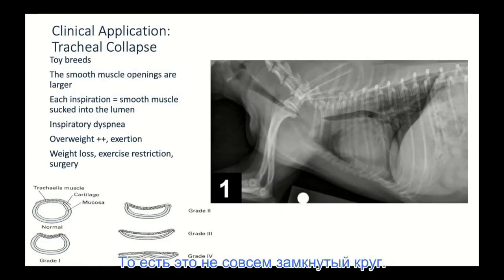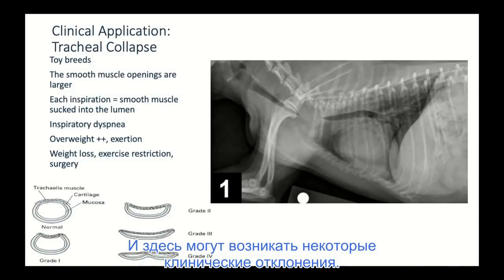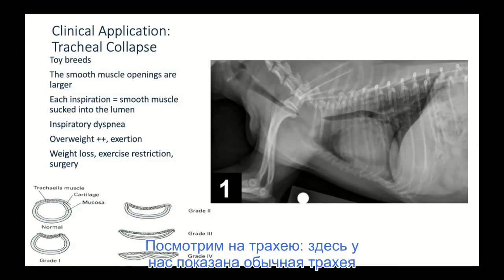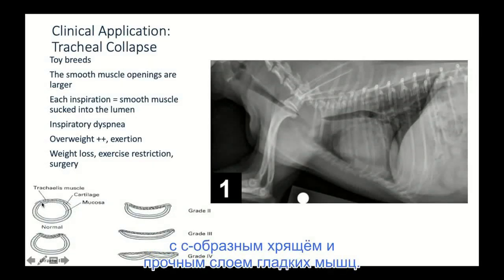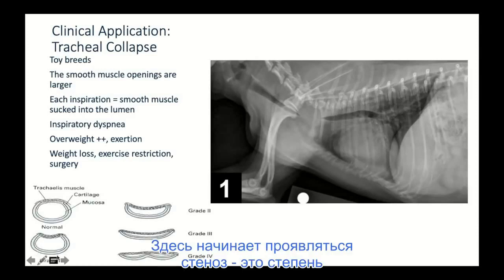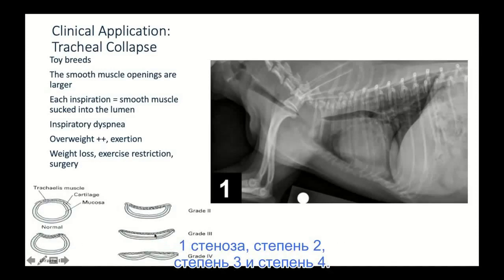So not quite a full circle. So with this, we can get some clinical abnormalities. Tracheal collapse is a clinical application. When we look at the trachea, down here we've got a normal trachea with C-shaped cartilage and then a pretty taut smooth muscle layer. And then we start getting collapse. So this is grade 1 level of collapse, grade 2, grade 3, and of course grade 4.